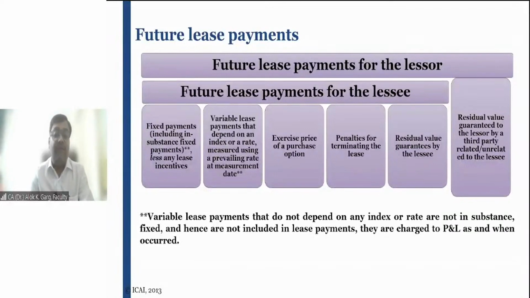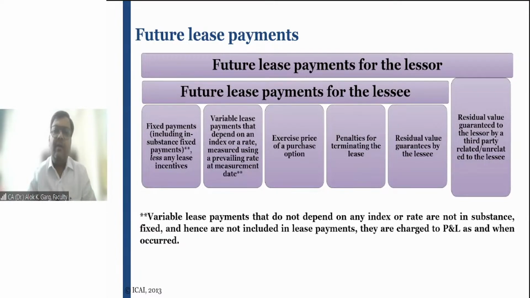Then we discussed the meaning of lease payment. Out of the four legs of the lease contract, we discussed identified asset, we discussed right to control the use, we discussed lease term. Now we are discussing consideration, which is lease payment. There are five considerations from the perspective of the lessee, five plus one from the perspective of the lessor. So if you are computing the lease payment from the perspective of the lessee, these five items need to be considered. If you are computing it from the perspective of the lessor, then this sixth item needs to be considered.